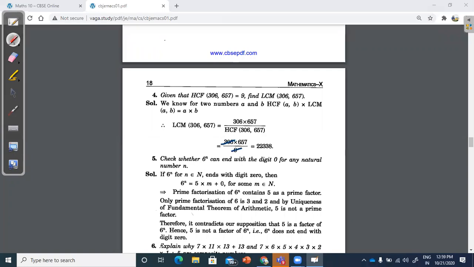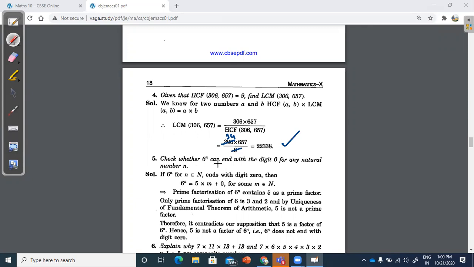So if I'm cancelling by 9, 9 3s are 27, then 36 will come, so this is going to be 34. I could have also cancelled this. It's your wish, you can cancel one of them. So then multiply these two. You are going to get 22338.